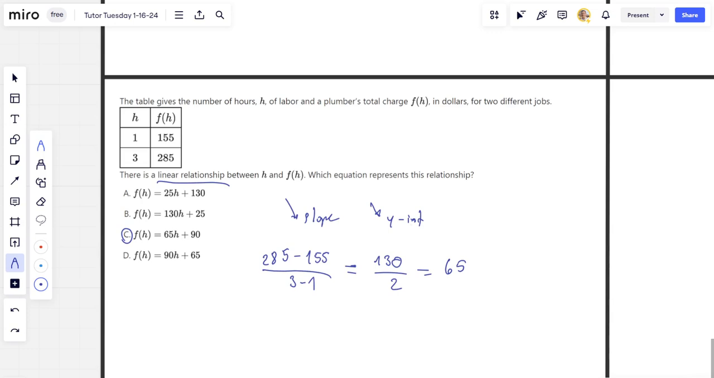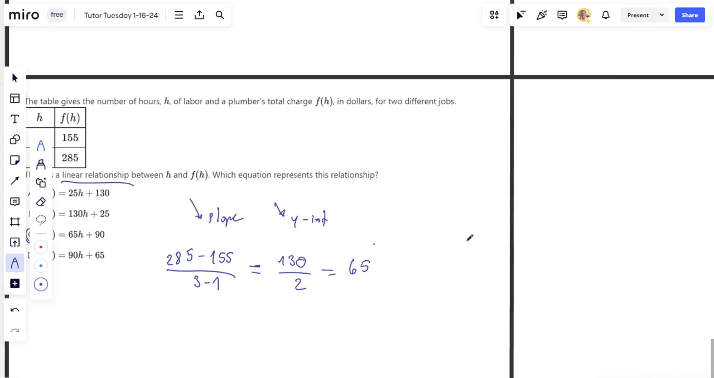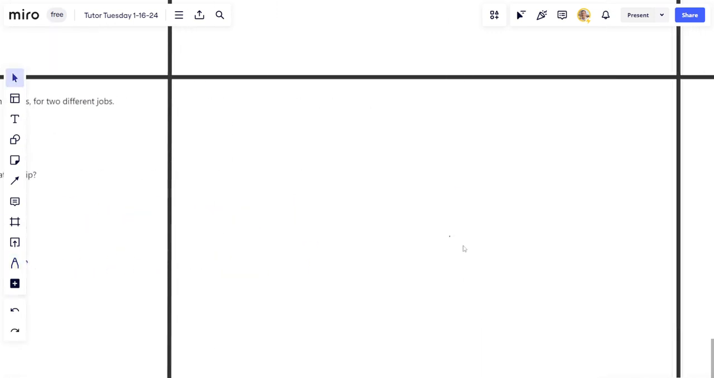Okay, let's do another math question. I try to find a more interesting or difficult one. Okay, here's one on unit conversions.